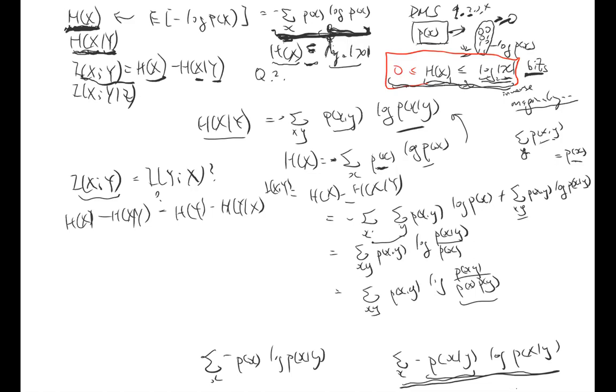And of course, we can also write it using Bayes rule. I have p(x,y) over p(y), I get p(x given y), right? So I can have p(x,y) over p(x), which will get me p(y given x), right? So therefore this guy is also equal to the sum of p(x,y) log p(y given x) over p(y), that's basically H(y) minus H(y given x).